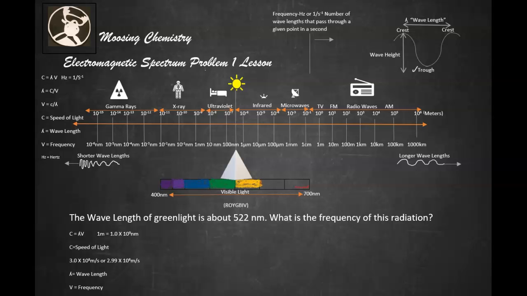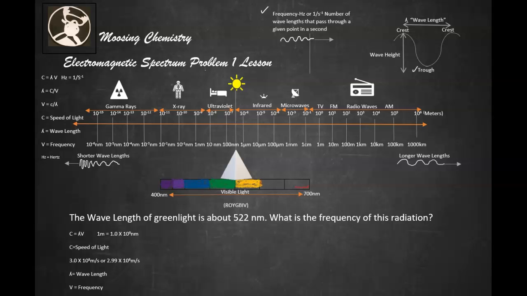Okay, in today's problem, we're going to look at this: the wavelength of green light is about 522 nanometers. What is the frequency of this radiation? Now remember that frequency is the number of wavelengths that pass through a given point in a second, right? So this would be the frequency, just like this.